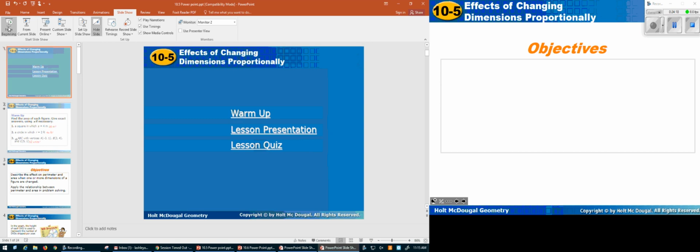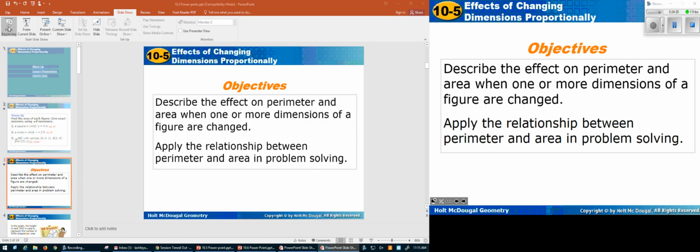Okay, so 10.5 is going to ask you to figure out what happens to the perimeter or the area when you change dimensions. So it's asking you to describe the effect of the change. For example, if I have a triangle and I change only the base by multiplying it by 2, what does that do to the perimeter? What does that do to the area?